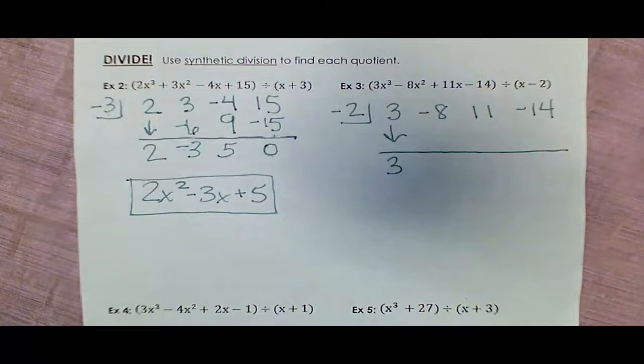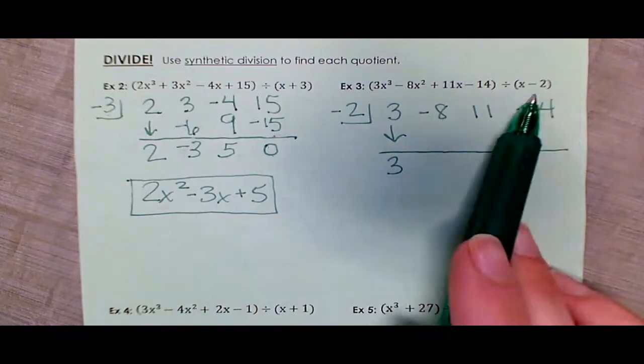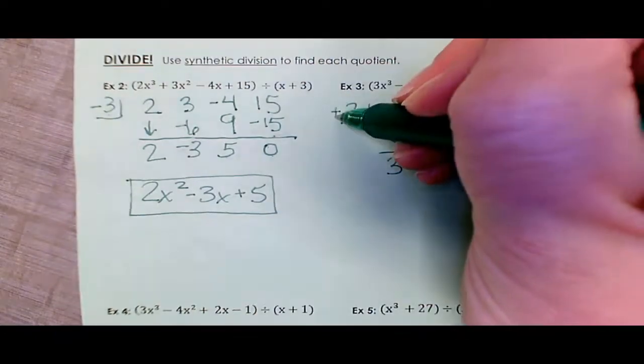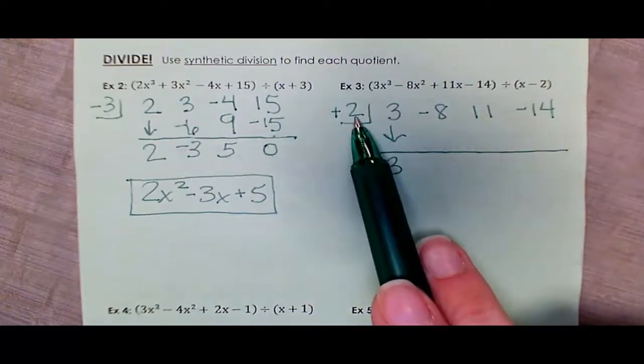You want to be sure that you've set up your problem correctly, so make sure that the coefficients of your dividend are all correct with the right sign, so 3, -8, 11, and -14. My R value should be the opposite of whatever is inside of those small parentheses, the x minus 2. So I wrote -2 for my R value. That's not correct because the opposite of -2 is a +2. So make sure that you are writing the opposite of what is inside of these parentheses.